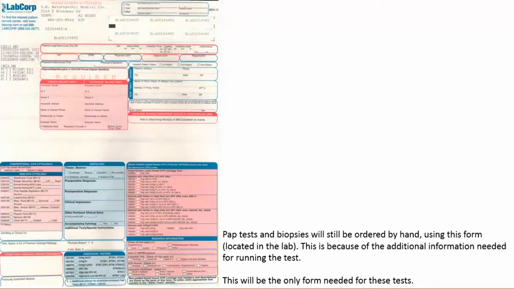PAPs and biopsies are completely left out of the Helios system at this time. When being ordered, they must be ordered by hand. When ordering one of these, you'll need to get this form from the laboratory and fill it out manually.